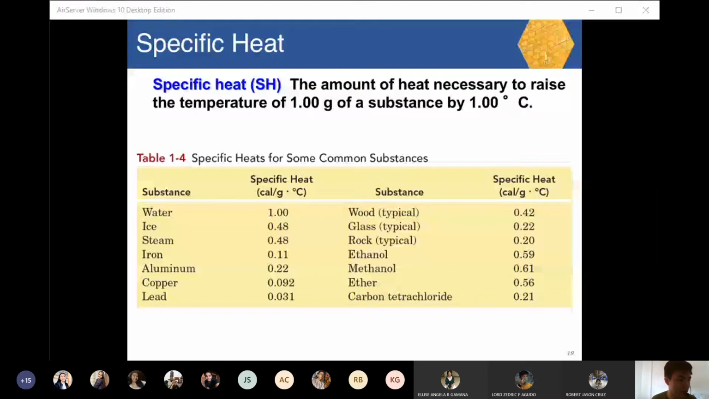Sir, paano naman kapag gusto ko pababain yung temperature? E di you have to remove the heat. So, magiging positive yon if you will be providing the energy. Pwede maging negative if you are removing the energy. So, that's the idea.